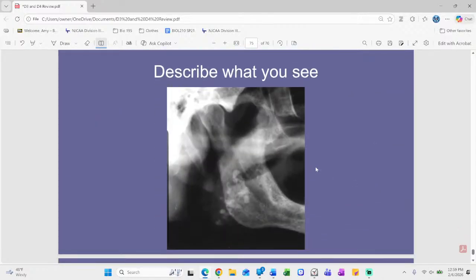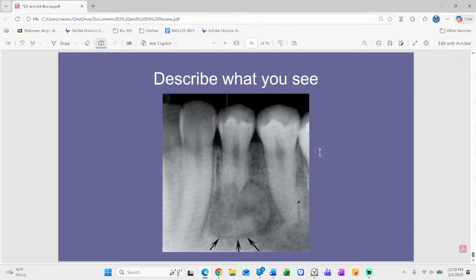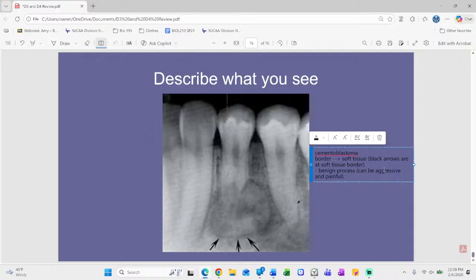Tonsilloliths, lots of them too. Right? Portion of a pan, lots of them. Anybody know what it is? It is a cementoblastoma. What we saw in year 2, what kind of border does it have? Soft tissue, that's what the black arrows are at, the soft tissue border of this solid cementoblastoma here. Not malignant, benign process, but can be aggressive and painful, right? Can't see the bottom of the root even because that cementoblastoma is hanging on it.